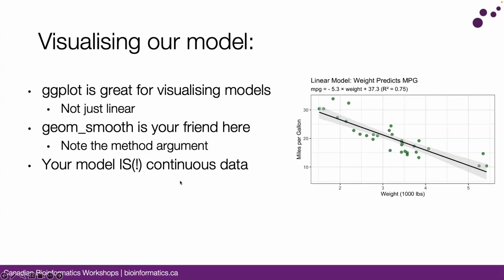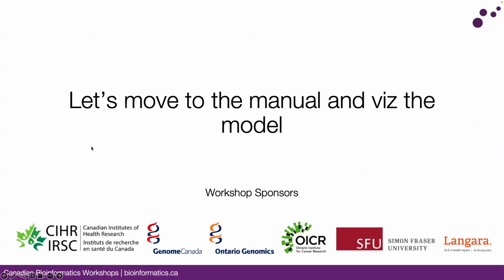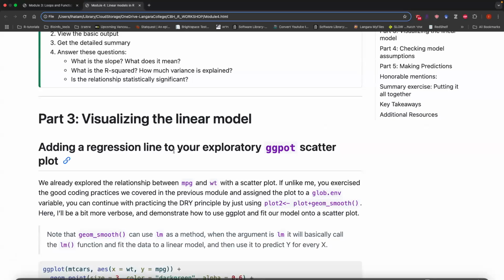So here it is, weight multiplied by this plus 37.3, with the R-squared of this one. That's what we would get if we plot this equation, and we can see the variation of our actual data around the model here. Later on, when we use predict, we will see that our model is continuous because we can get y for every x, even though we don't have a measurement for every value of x and y. Our model is continuous. Okay, so now let's move to our manual and see how we do it.